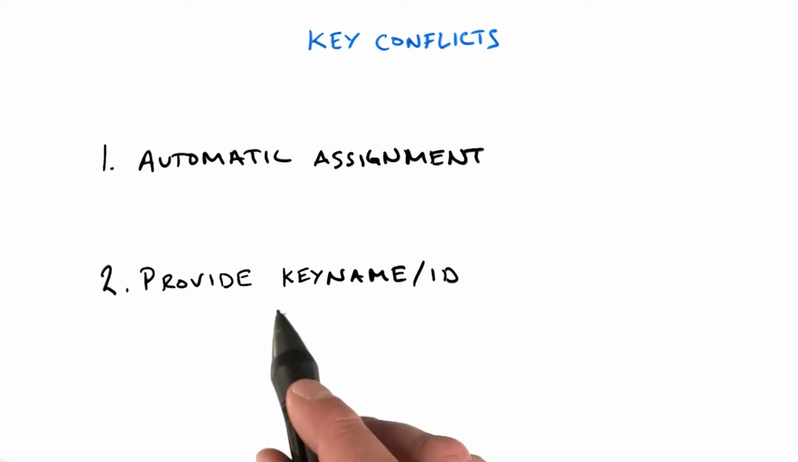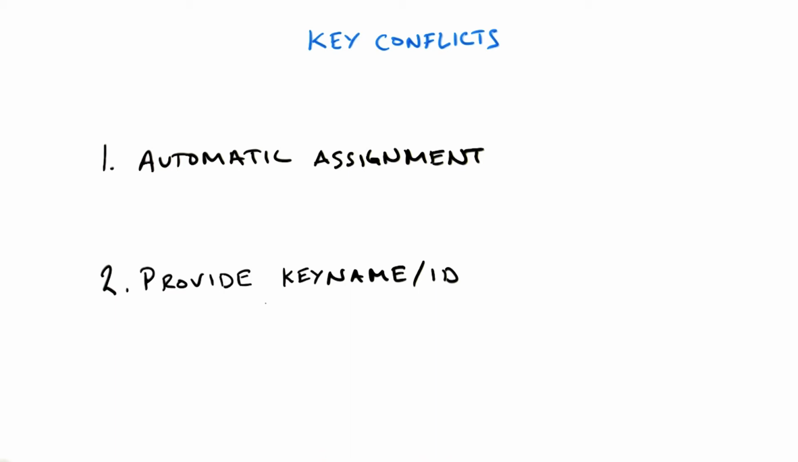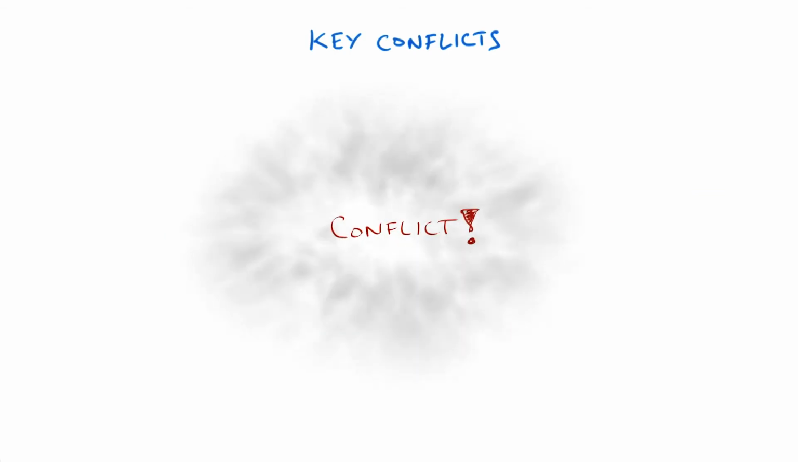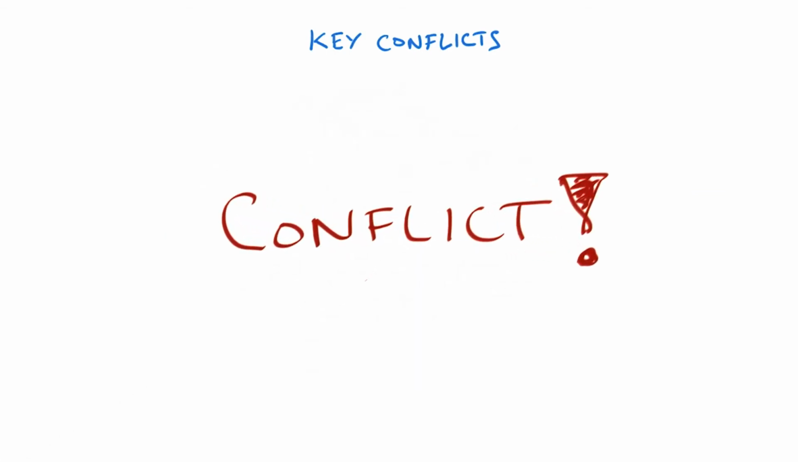And when you provide a key name ID, you're responsible for ensuring that they are unique for all entities of that kind. This is important because otherwise, you will generate a key conflict. That's right, we do not want to cause a Datastore key conflict, that's for sure. Let's see what they are and how we can avoid them.